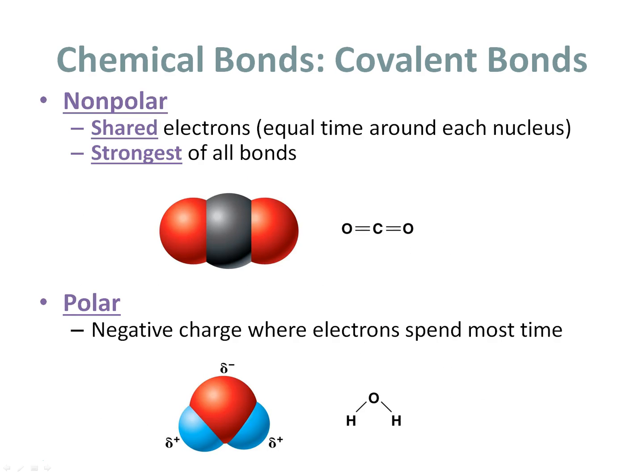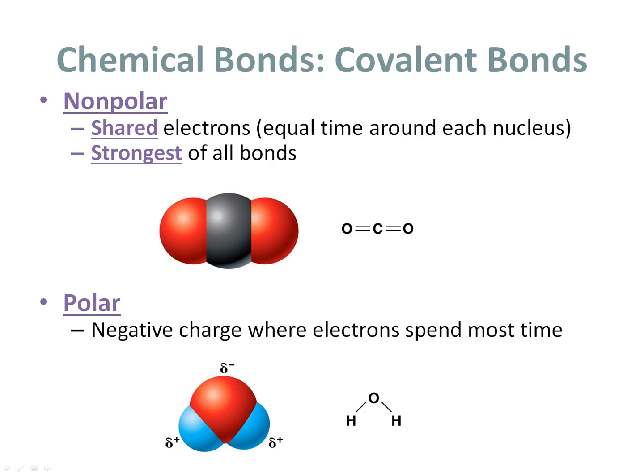We have two types of covalent bonds. One is nonpolar. This means that the shared electrons spend equal time around each nucleus. So we don't have an area that's more negative or an area that's more positive. It's very uniform in its charge. These are going to be the strongest of all bonds. Nonpolar covalent bonds are the strongest.